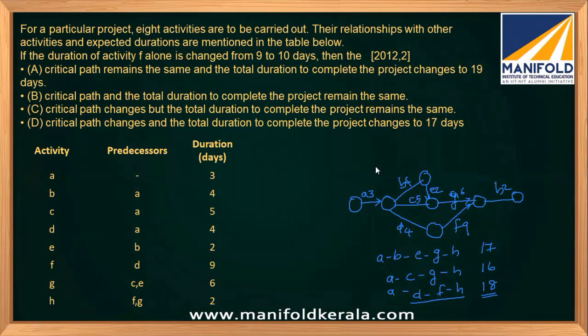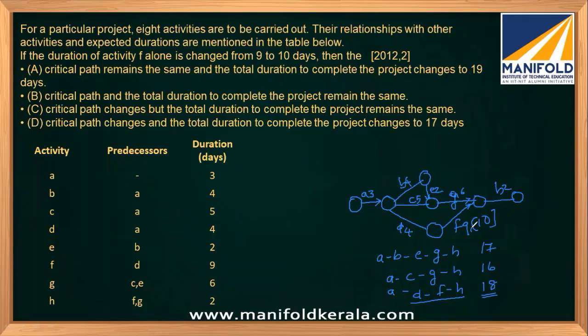So the network is the same, and this is asking about a particular project. The duration of activity F alone is changed from 9 to 10. So F is now 9. Suppose it was changed to 10, then what happens? First of all, it is asking whether the critical path remains the same or changes. Now F is part of the critical path.